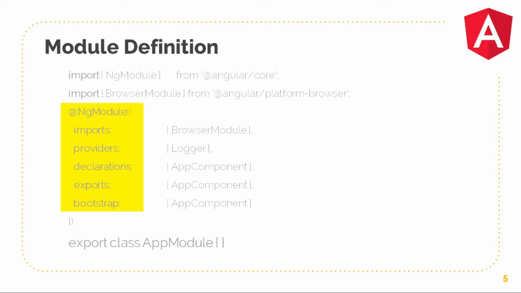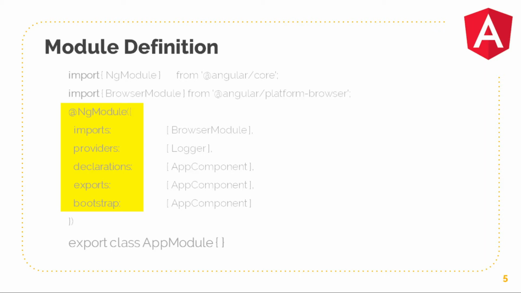Firstly, as this is the root module, we must define the root component in the bootstrap declaration array. And in the declaration, as we said, we list out those components or pipes which are used in our application. So we need to declare the app component in the declaration array as well.